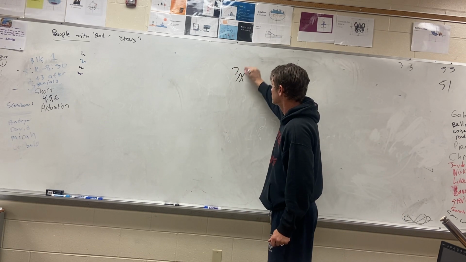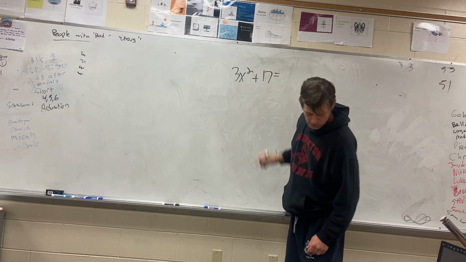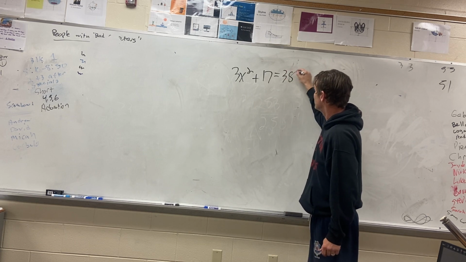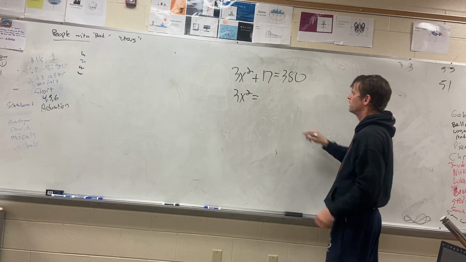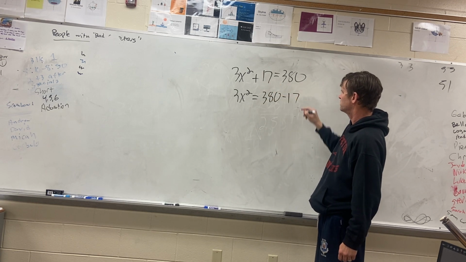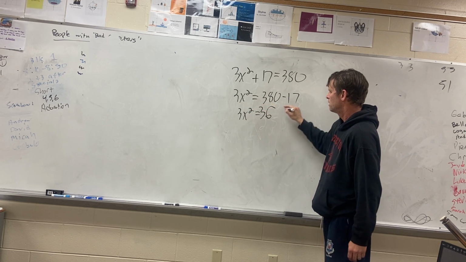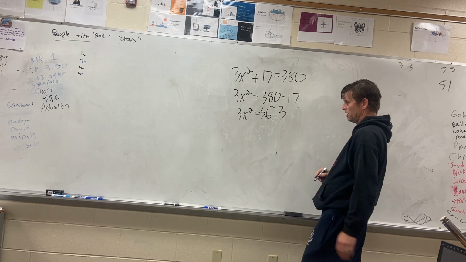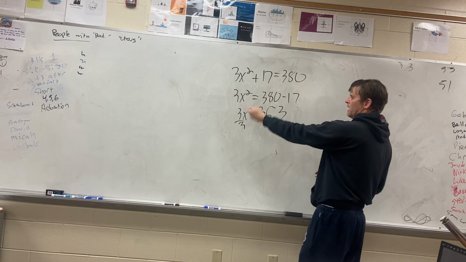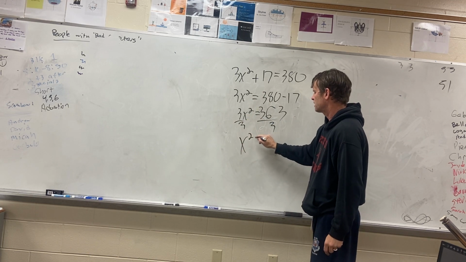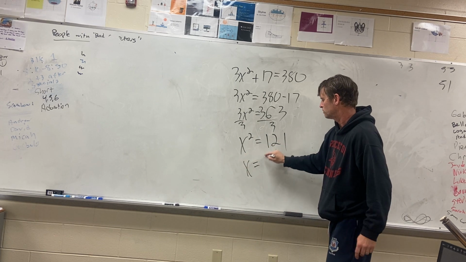3x squared plus 17 equals 380. All right, 3x squared equals 380. I'm just skipping steps now. Minus 17. 3x squared equals 363. Divide both sides by 3. Right? Because there was an x, he was squared, he was times by 3. Last thing is times by 3, so we divide by 3. X squared equals 121. Take the square root of both sides, and x equals 11.